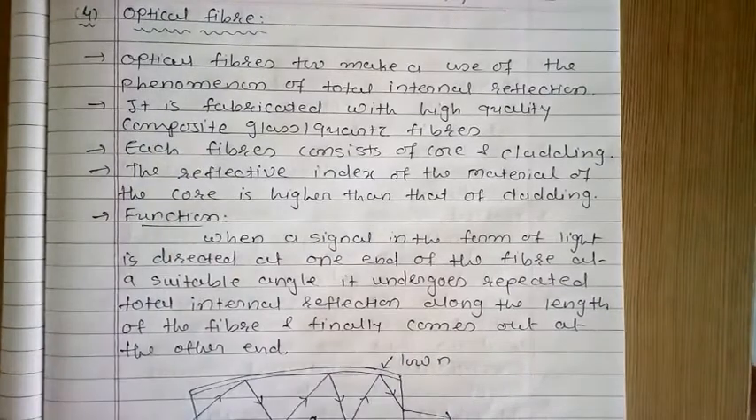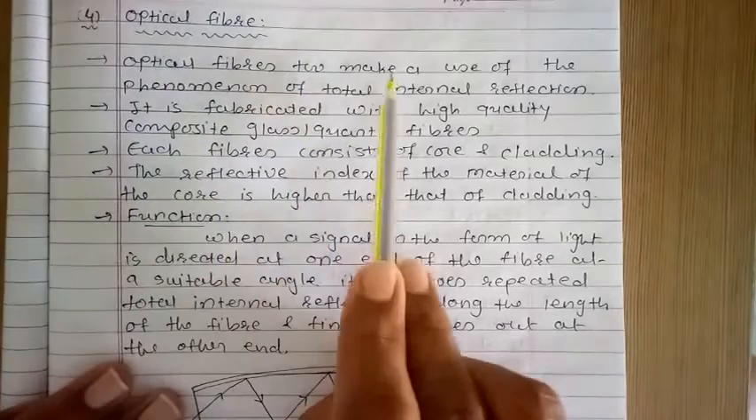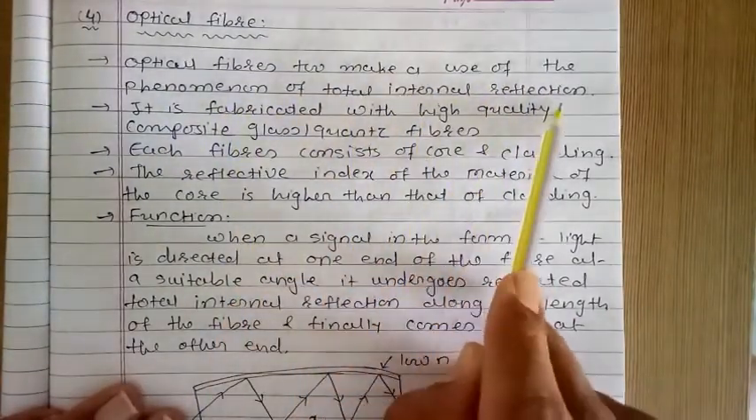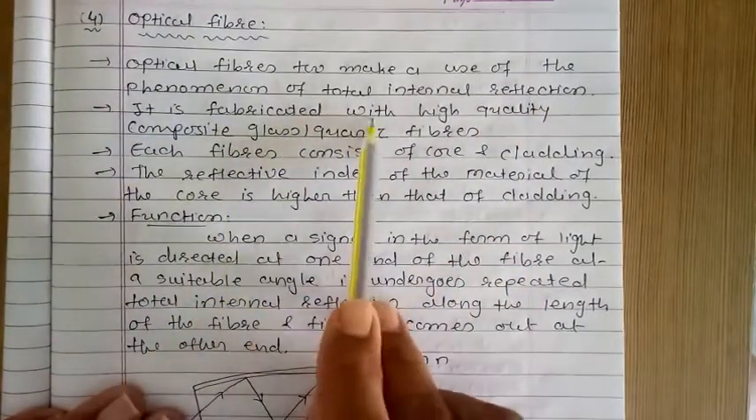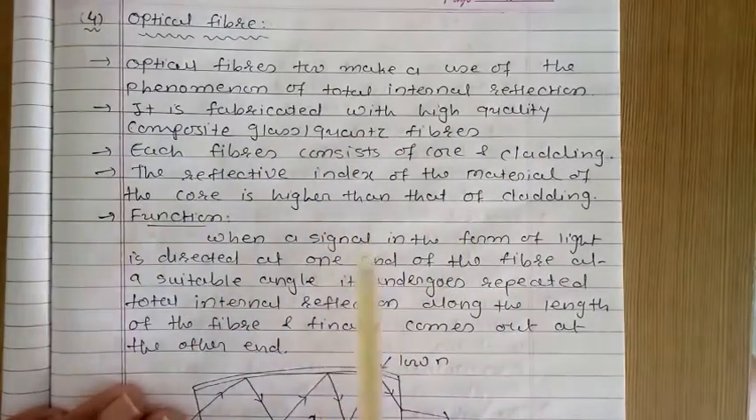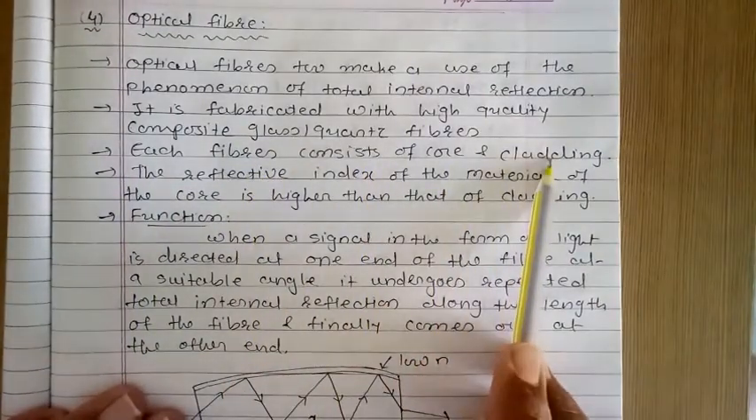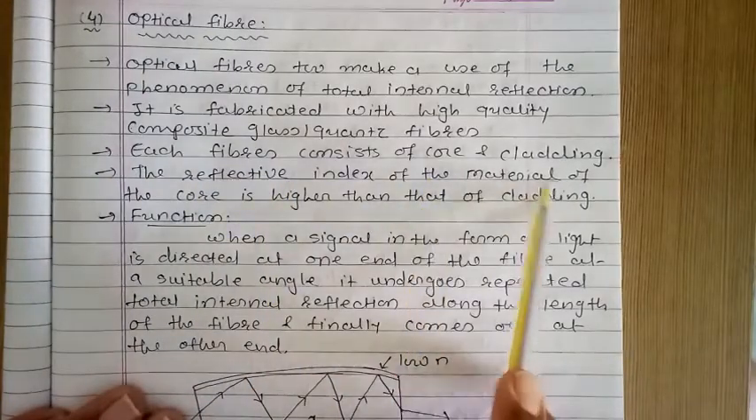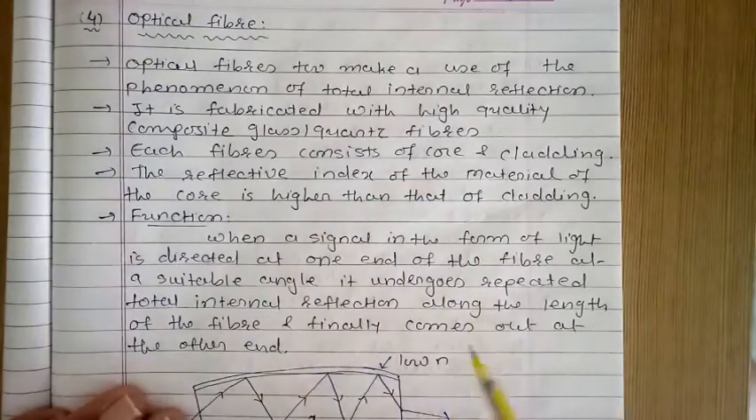See here, optical fiber makes use of the phenomenon of total internal reflection. It is fabricated with high quality composite glass or quartz. Each fiber consists of core and cladding. The refractive index of the material of the core is higher than that of the cladding.